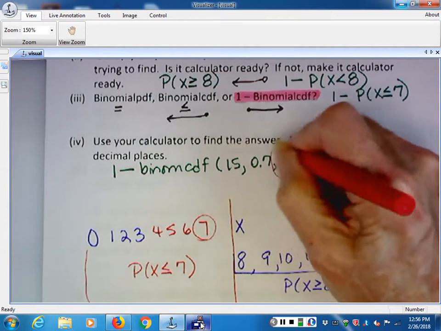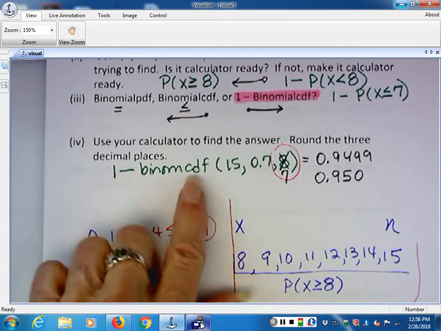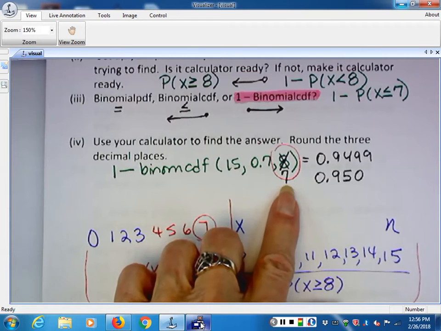So what would be the correct way to write the actual answer out? With the 7 though? It would be 1 minus binomial CDF, 15, 0.7, and then 7. Okay?